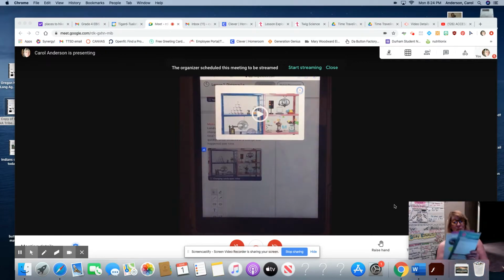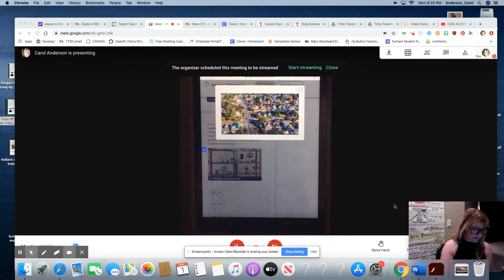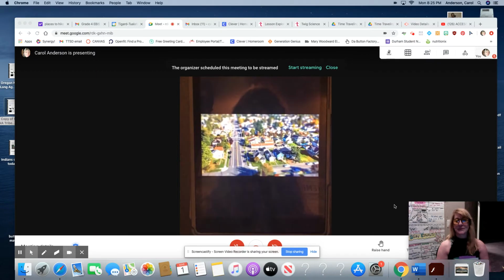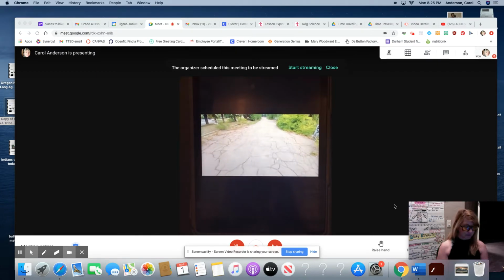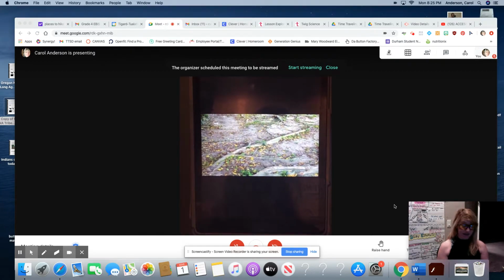Where I'm writing information again is in my TWIG book. It says Make Observations. It is on page 3. Okay, here we go. Let's make observations from this video. Remember, make observations. What are you seeing?